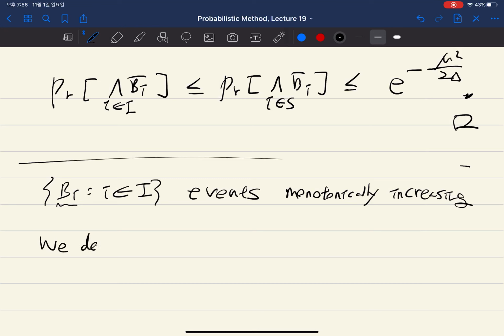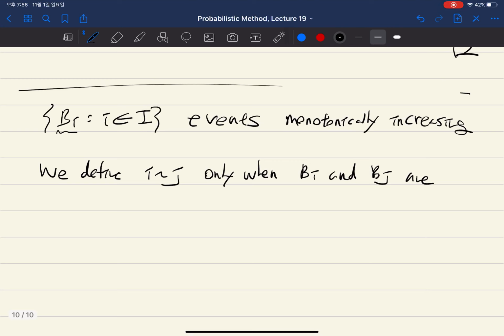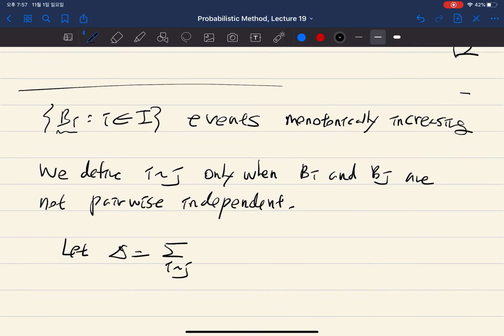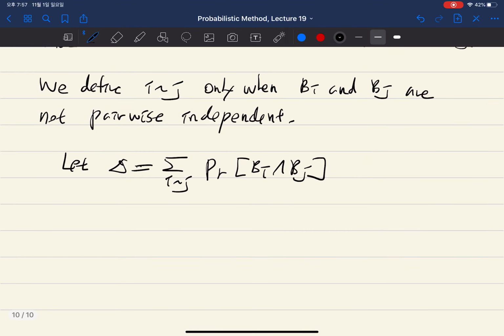So now we again define i and j dependent when B_i and B_j are not independent. So this is pairwise independent or not. And again, let delta be the summation of all joint probabilities of dependent events. Then if you follow the proof of Janson's inequality, it actually holds.